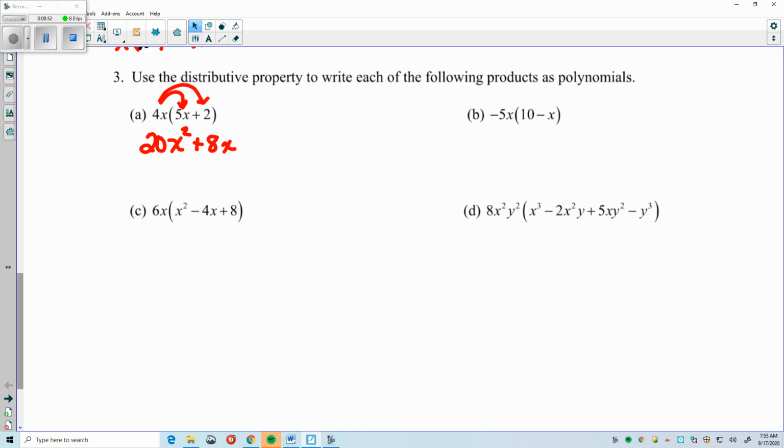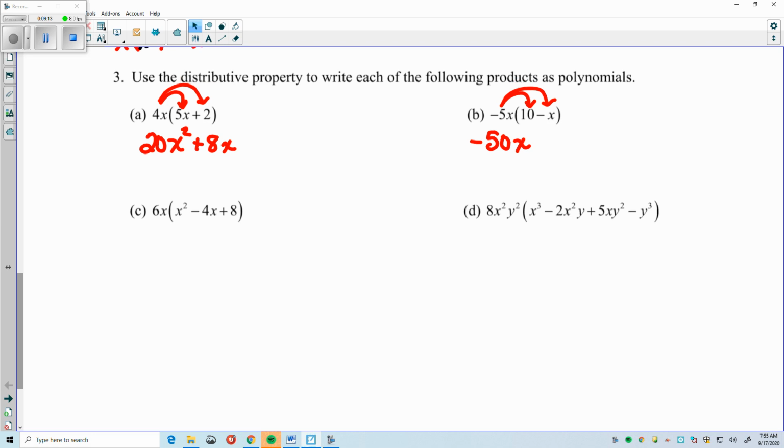So for letter B, same idea. Now we have negatives we have to watch out for. So I'm going to distribute through. So I have a negative times a positive. I know that's a negative. 5 times 10 gets me 50. And I don't have an x value here, but that's treated like a 1, so x times 1 gets me x. Okay, move to my next term.